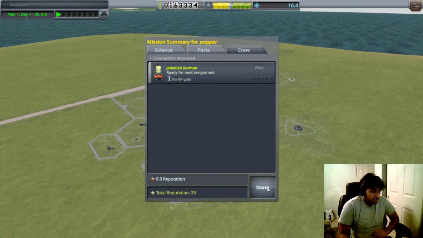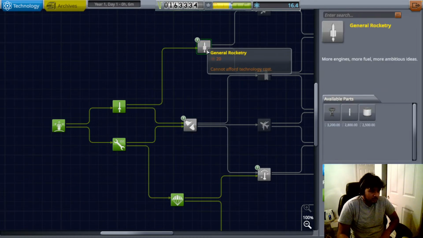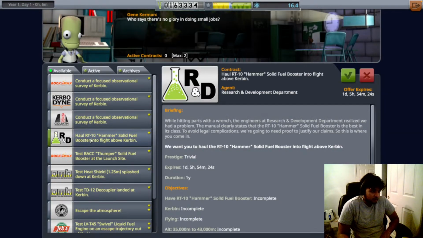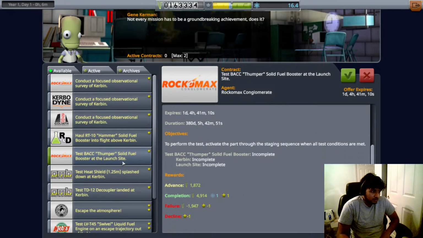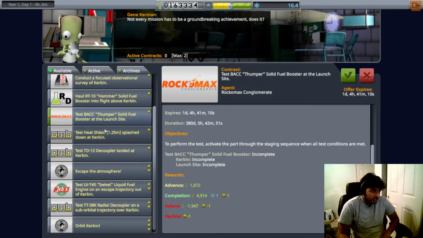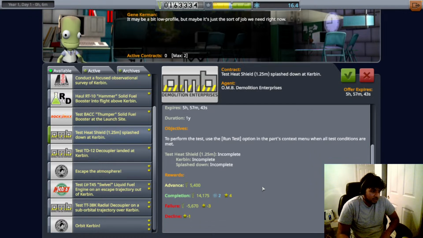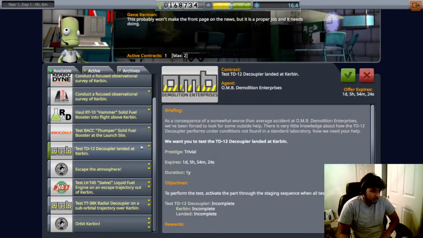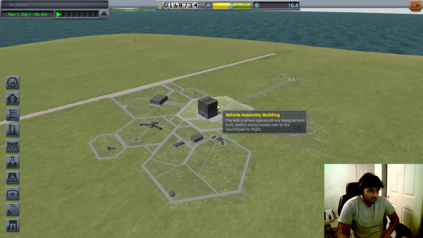Next. Done. Research and development. We're at 16.4. Well, these all cost a little extra, so we're gonna have to take on another mission. Hammer. So that one was a little tough. We've a test shield. This is asking us to test the heat shield splashdown. Let's take that one. How about we just stick with that contract right now?